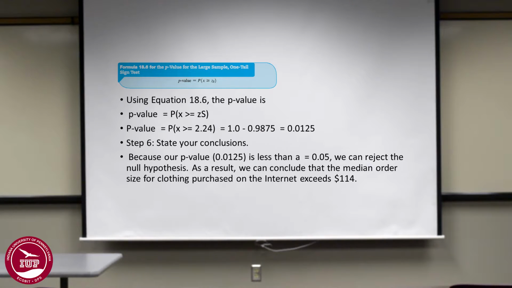Step 6. State your conclusion. Because our p-value 0.0125 is less than alpha 0.05, we can reject the null hypothesis. As a result, we can conclude that the median order size for clothing purchased on the internet exceeds $114.